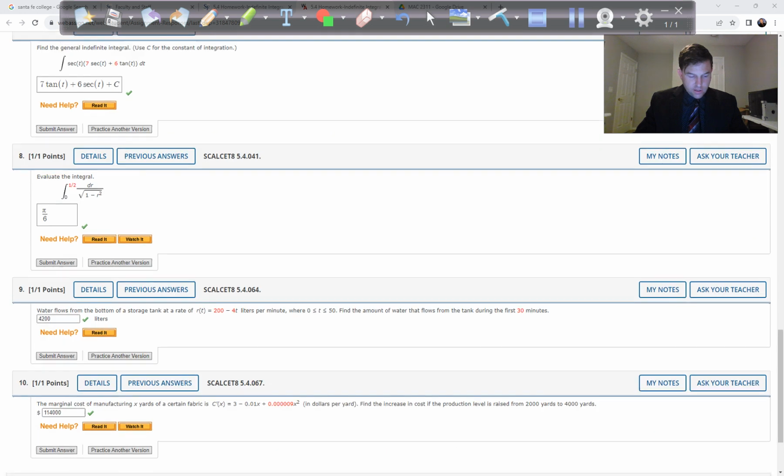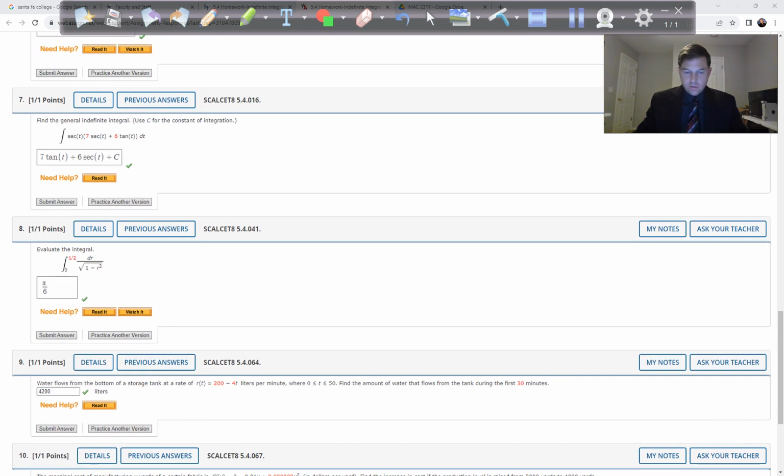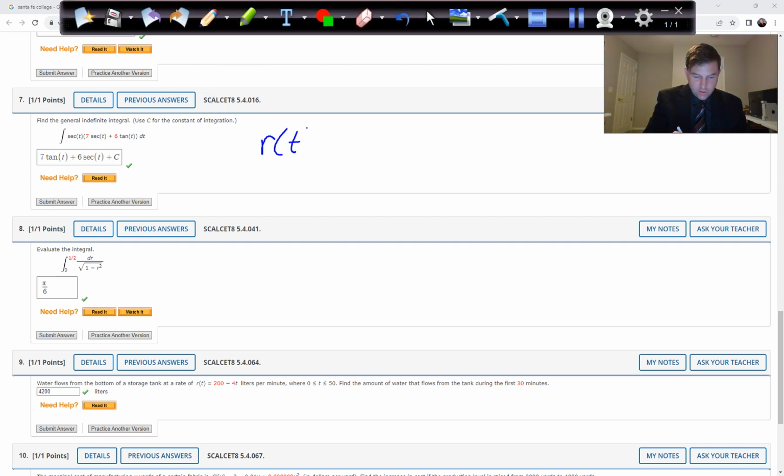Problem 9. Okay, so problems 9 and 10 are going to be word problems, always interesting. We have water flowing from the bottom of a storage tank at a rate r of t. So this is the rate at which water is flowing out of a container: 200 liters minus 4 liters every minute. It starts with 200 liters and it's losing 4 liters every minute. Just based on that, it should take at most 50 minutes to drain this tank completely. If you plug t equals 50 into this formula, you'll get a rate of 0 because there's no water left.